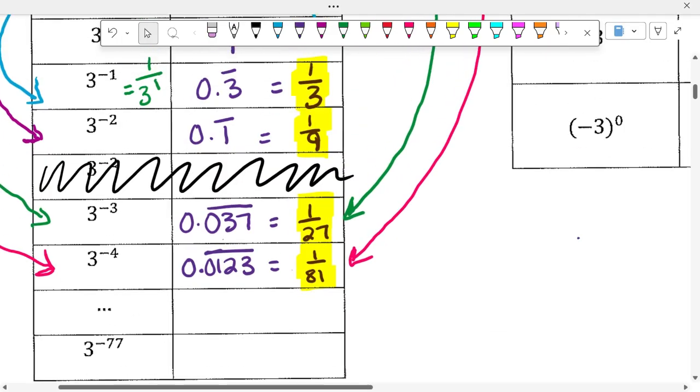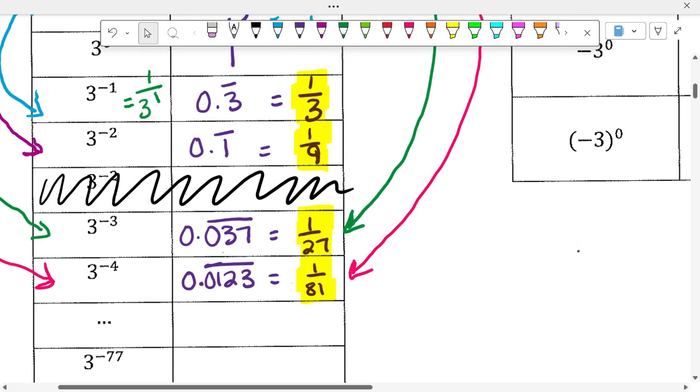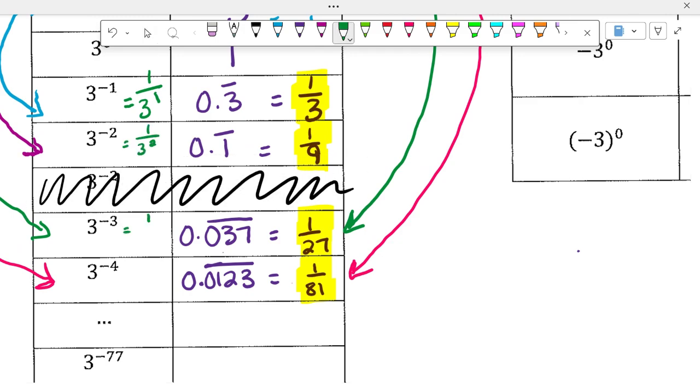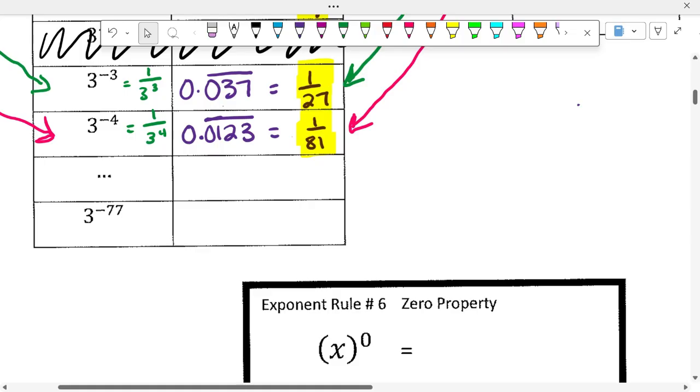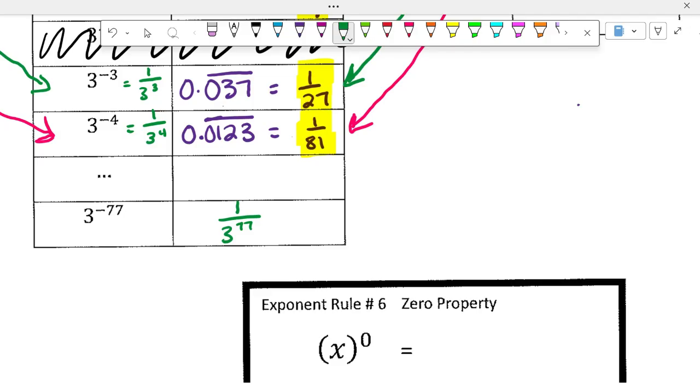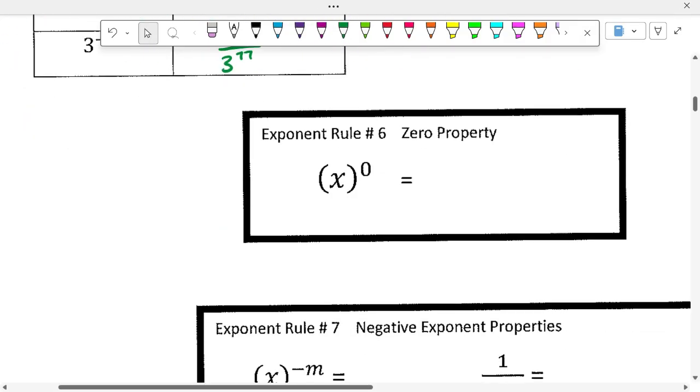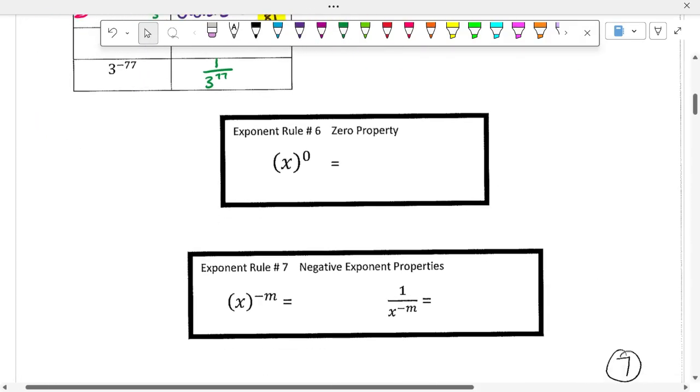What were we doing up here? We moved it to the denominator, so this will be 1/3 squared. This will be 1/3 cubed, 1/3 to the fourth. So what's this one? 1 over 3 to the 77th. Now, we're not going to evaluate that because 3 to the 77th is going to be a really, really big number, and your calculator will probably give you scientific notation for that. That means it's too big for the calculator to put it all on the screen. All right? But that is essentially the negative rule.